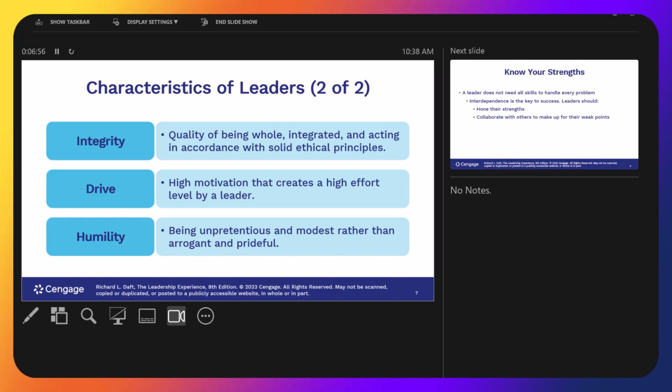Humility: being unpretentious and modest rather than arrogant and prideful. Pride and arrogance are killers for leaders. If you have that, it's going to be hard to lead folks. Arrogance and pride will make someone say, I don't know the answer to this question, but one of my guys does. But if one of your guys comes and tells you the answer, you won't accept it from them because of your pride and arrogance. Well, he works for me, so obviously he can't know more than me.